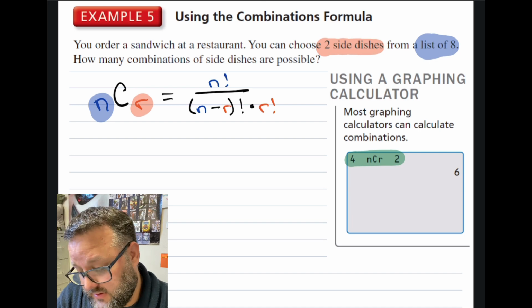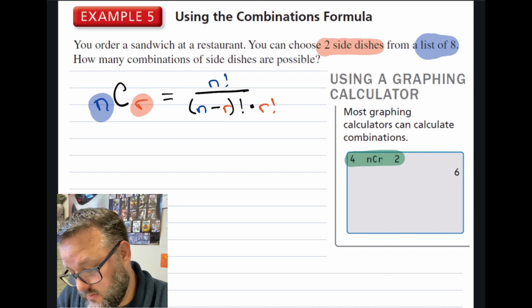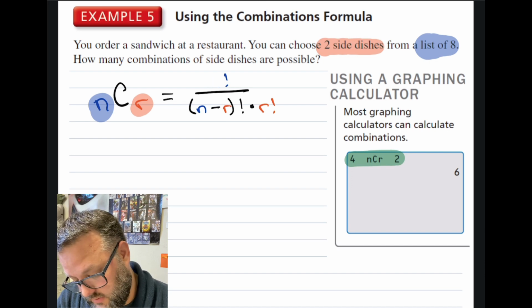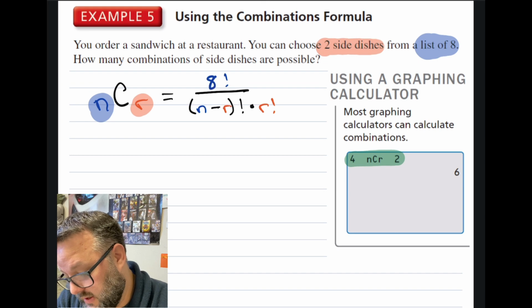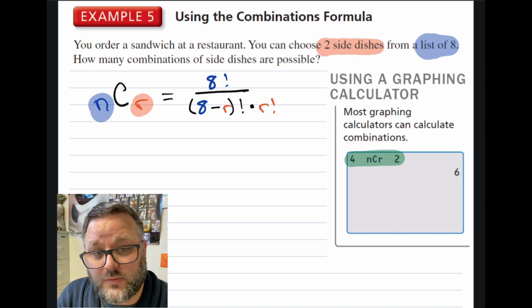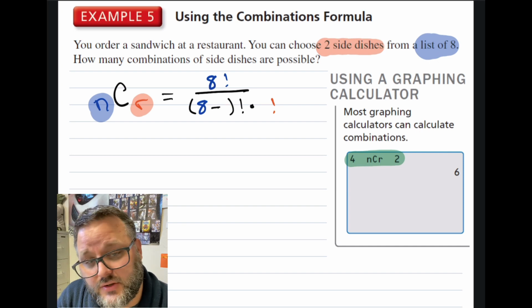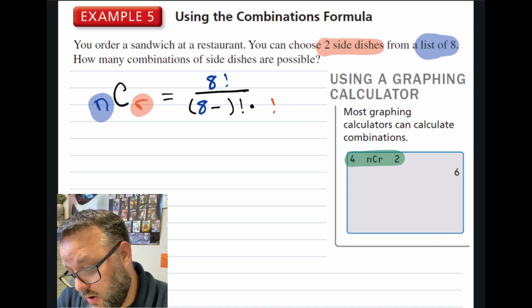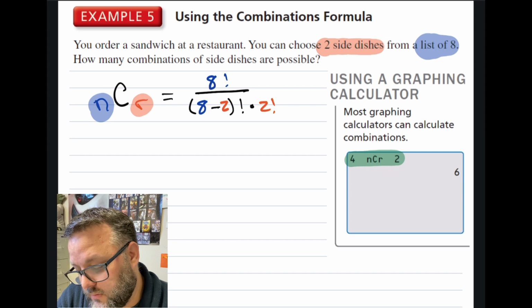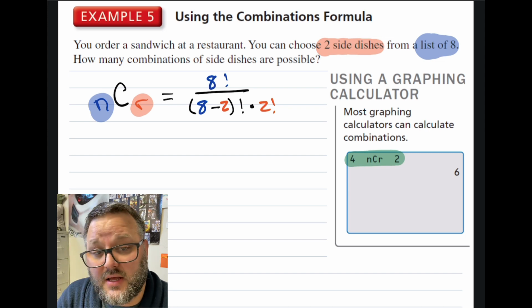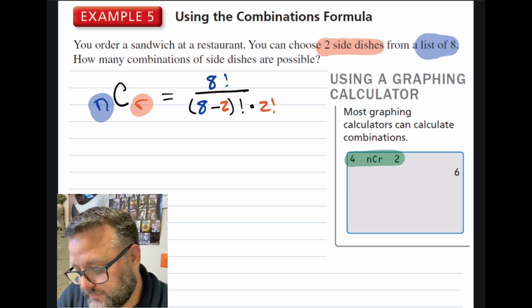I have a list of 8, so that's my n. So I'm going to actually erase that and put in 8 everywhere that I see n. Now, this should look pretty darn familiar because it's really close to the idea of a permutation. The difference is this extra r over here. Now, remember, r is we have 2 choices, so we're going to subtract that out. Now, the reason that extra r is there is because the order does not matter. It takes the choices and helps remove duplicates.